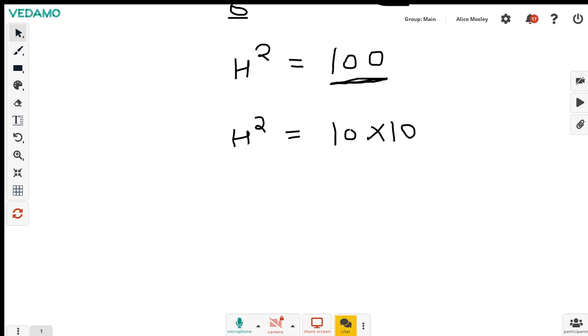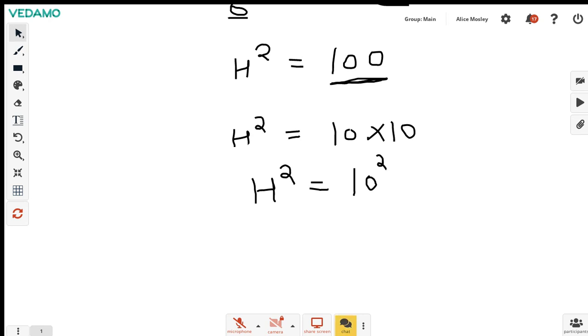Anyone have a problem with that? Okay. So now h raised to power 2 can be written as 10 raised to power 2.